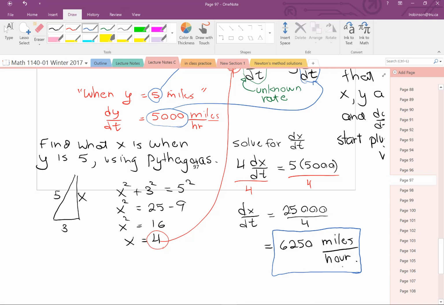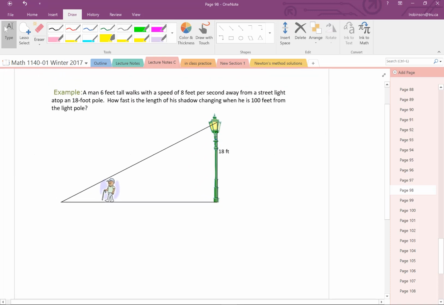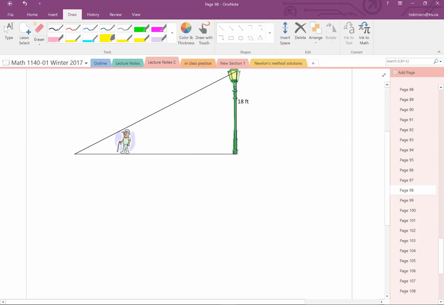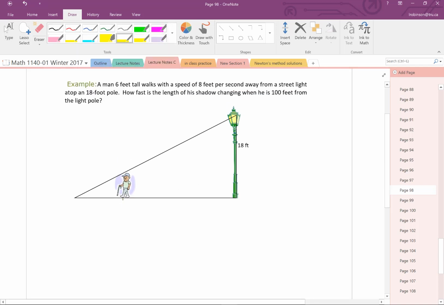Okay, so any questions about that? So, here's another one. It says, a man 6 feet tall walks with a speed of 8 meters per second away from a street light atop an 18-foot pole. So that 18 foot pole is fixed. How fast is the length of his shadow changing when he is 100 feet from the light pole? Okay, so this is the length of his shadow right here.